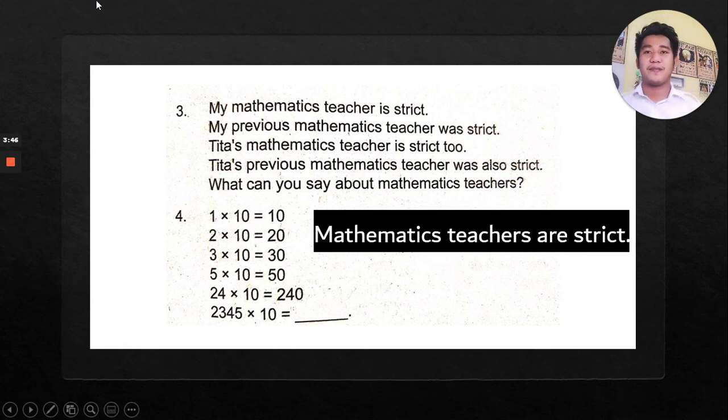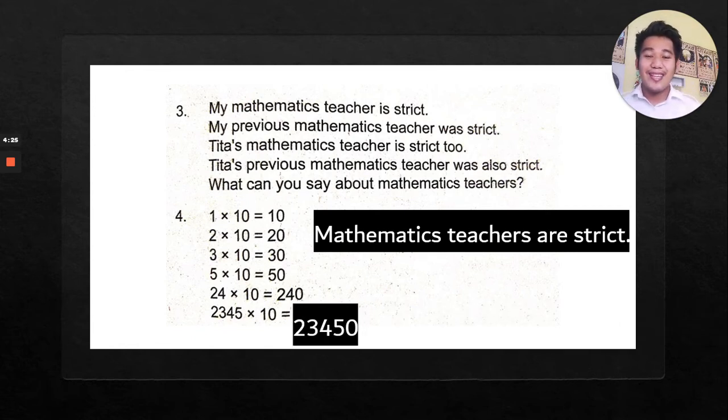Next, number 4. 1 times 10 is 10. 2 times 10 is 20. 3 times 10 is 30. 5 times 10 is 50. 24 times 10 is 240. And what is 2,345 times 10? From the pattern, we know we're just adding 0 to the number that we multiplied by 10, right? Meaning that for 2,345, we just need to add 0. So the answer will be 23,450. Okay, very good.